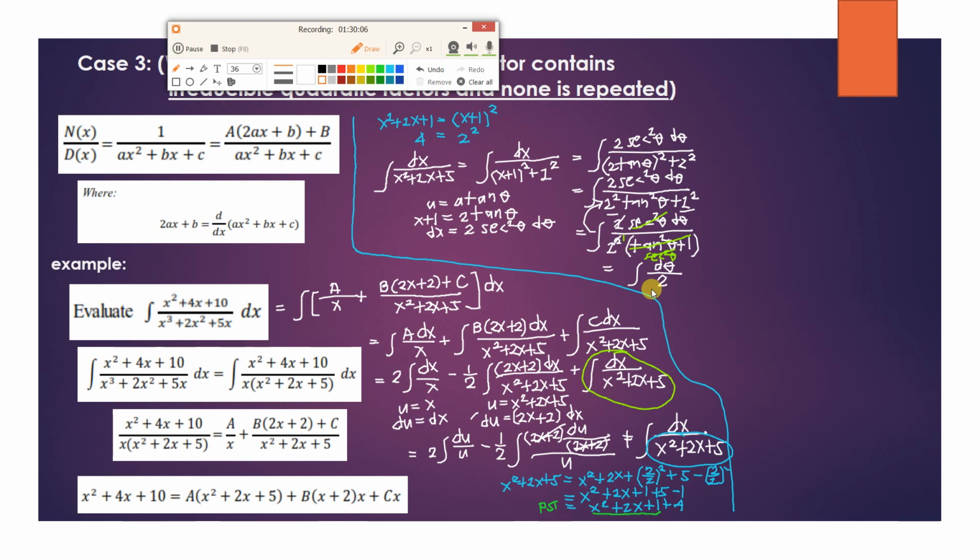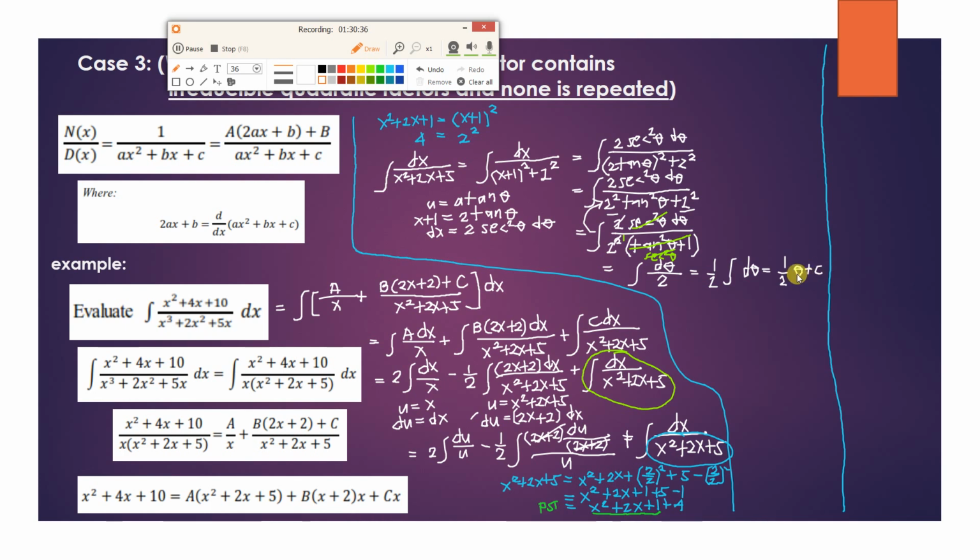Okay, nasusundan ba? Paikli ng paikli. Hatiin ko na ito dito. So, continue tayo ngayon. So, we have 1/2 d theta. And integral of d theta is theta plus c. So, 1/2 theta plus c.